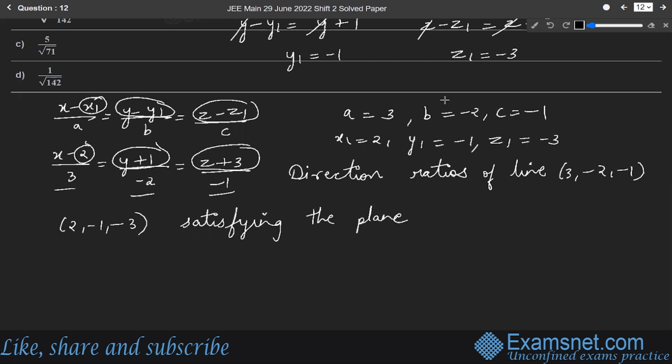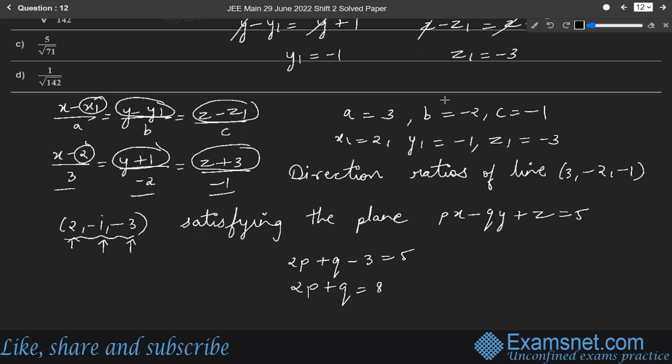So let us do one thing. What is the plane? Plane is px minus qy plus z is equal to 5. If these points are satisfying this equation of plane, then let us put these points. So p into x is 2, y is minus 1 and z is minus 3. So p into 2 is 2p, minus q into y. Minus q into y, where y is minus 1, right? So minus q into minus 1 will be plus q, plus z. What is z? Minus 3 is equal to 5. So we have 2p plus q is equal to 5 plus 3, which is 8. Consider it as equation number 1.